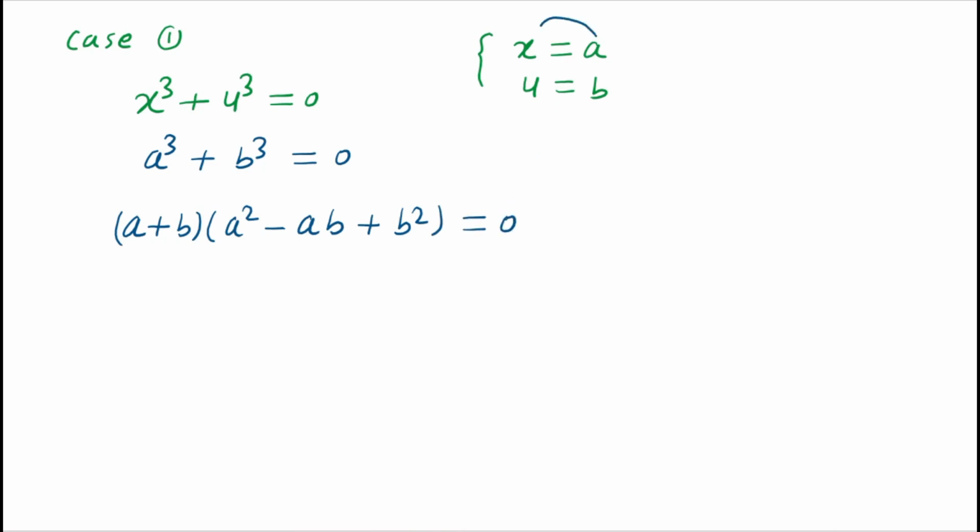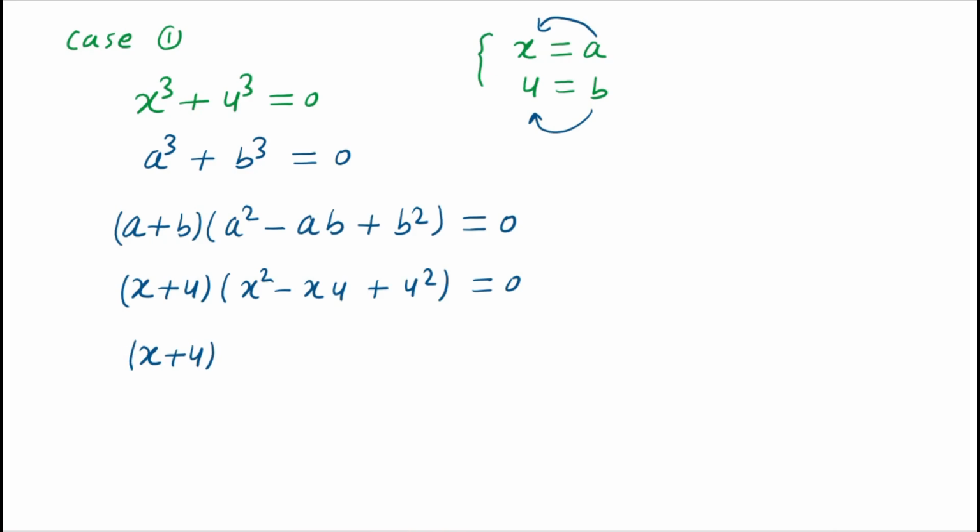The value of a is x and the value of b is 4. On the left hand side here, x plus 4 is multiplied by x square minus a, which is x, times b, which is 4, plus b square, which is 4 square, and this is equal to 0. So x plus 4 is multiplied by x square minus 4x plus 4 square, which is 16, equal to 0.